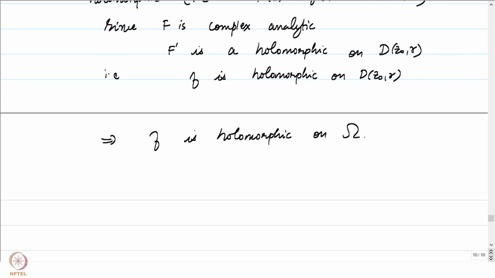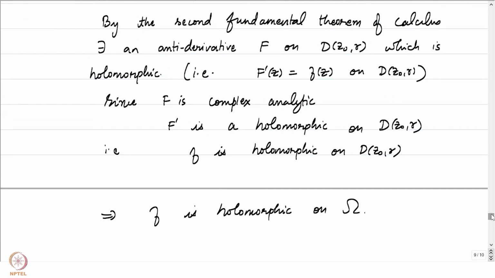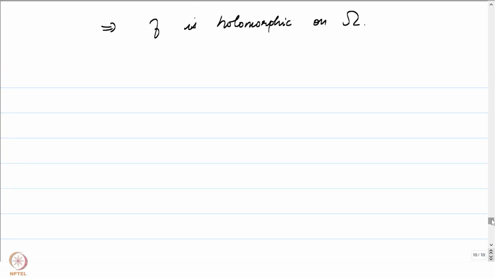So notice that we started off with just a continuous function. The only assumption on the regularity of the function f was that f is a continuous function. And then we used the fact that it will have an antiderivative by the second fundamental theorem of calculus, and because the antiderivative is holomorphic, it's complex analytic, and hence its derivative will also be holomorphic. Morera's theorem is a standard tool for checking whether a given function is holomorphic or not.